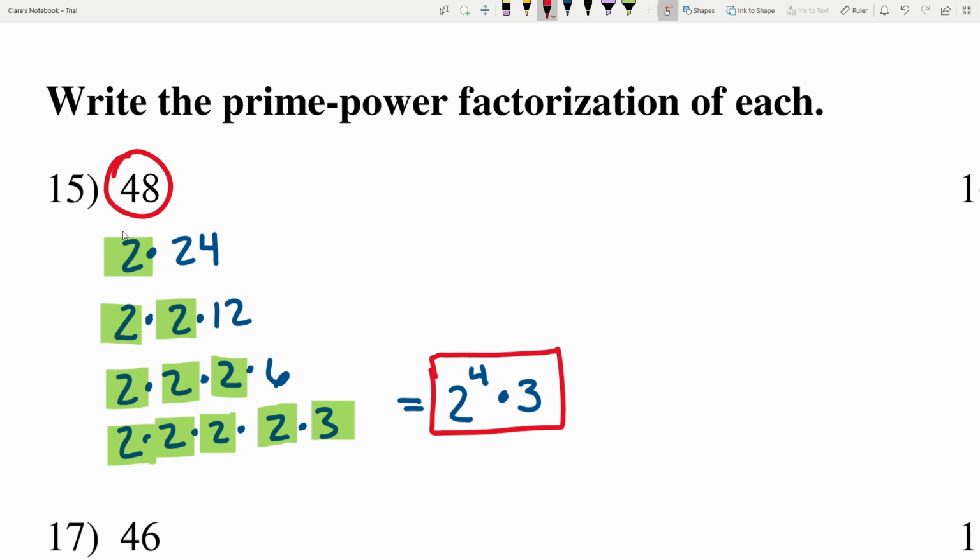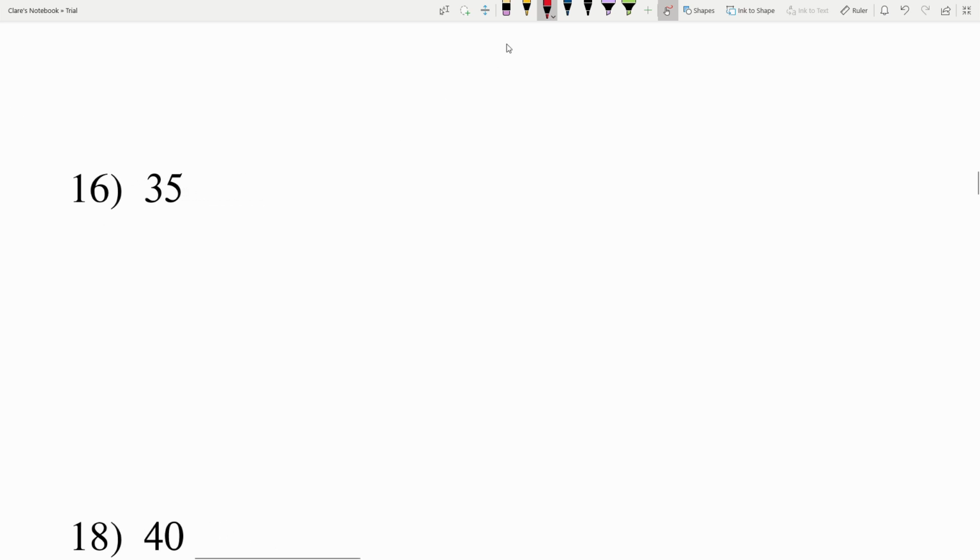Let's try another one. Let's go over to 16. 16, I have 35. So I know the factors are 1 and 35, but 35 in itself isn't prime, so let's keep digging. 2 doesn't go into 35, 3 also doesn't, 4 doesn't, but 5 does. 5 times 7 gives me 35. 5 is a prime number, and 7 is a prime number. So 5 times 7 is the prime factorization of 35.